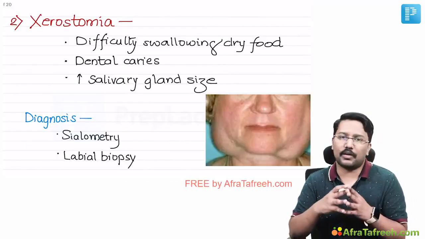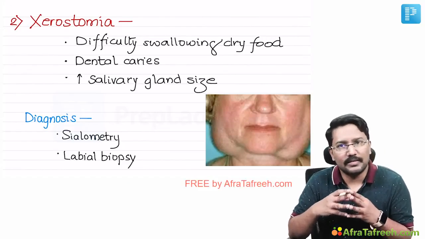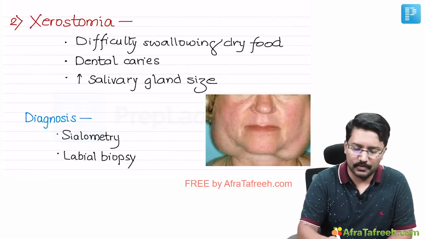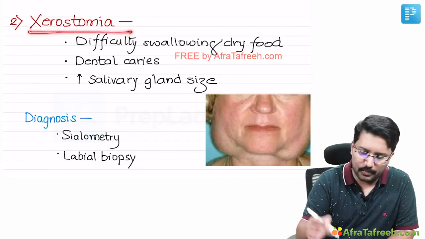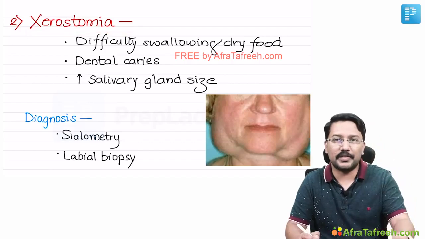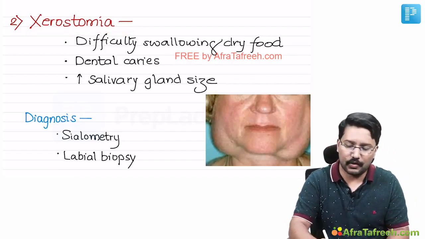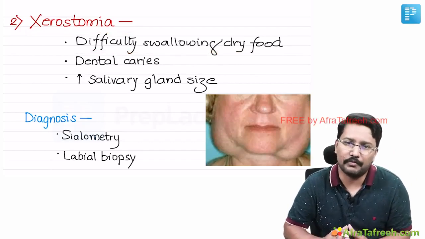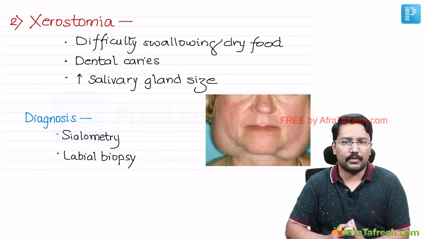Now, coming to the next organ involvement, that is the salivary gland involvement. Salivary gland involvement usually manifests in the form of dry mouth or xerostomia. So, how do the patients present? Patients present with difficulty swallowing dry food. Typical presentation, difficulty swallowing dry food.